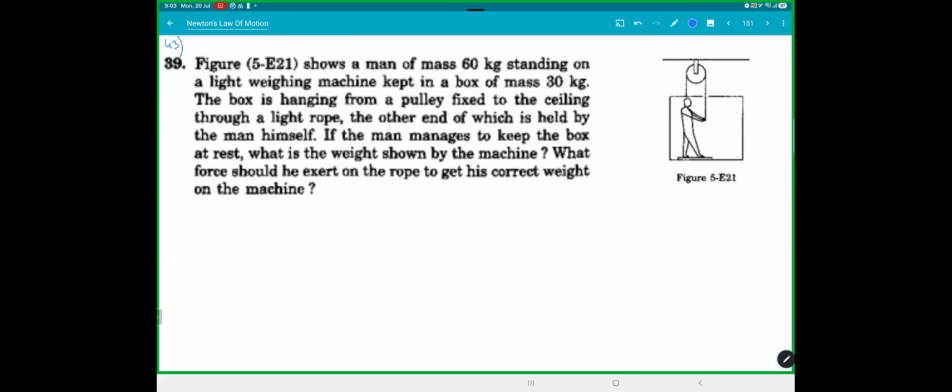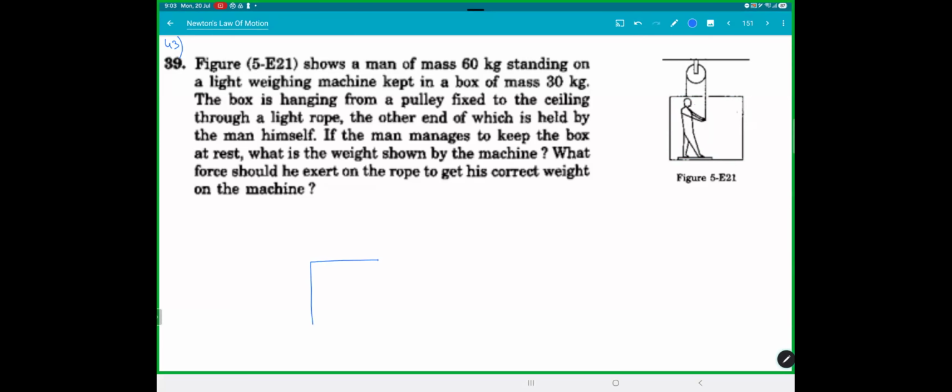Anything? What is the answer? Let's see the first part. See what he's saying. A mass of 60 kg standing on a light weighing machine. The machine is kept in a box of 30 kg. So the box's weight is 30 and this guy's weight is 60. So total 90. If the man manages to keep the box at rest. So the first case, when the box is at rest.